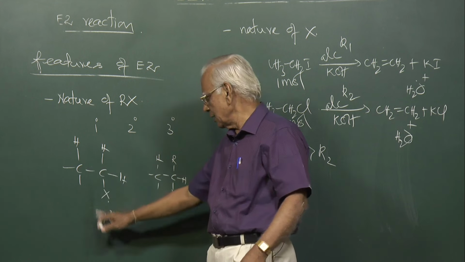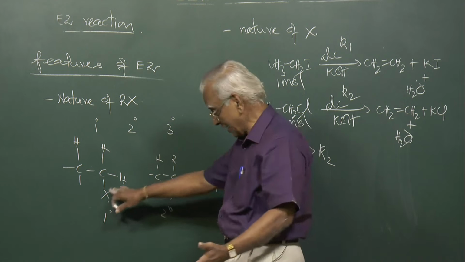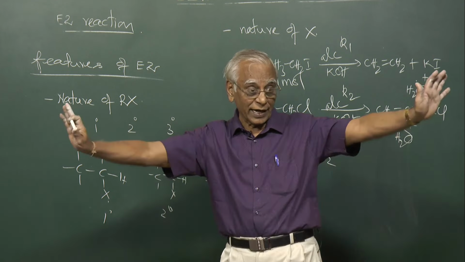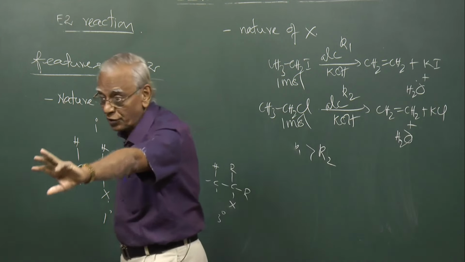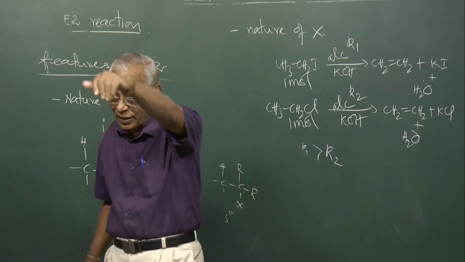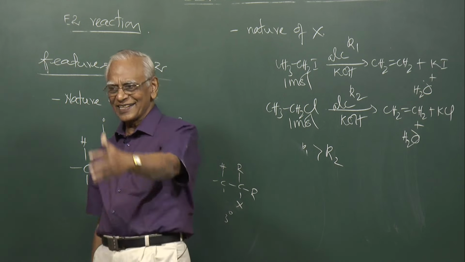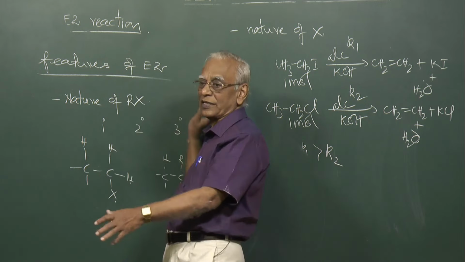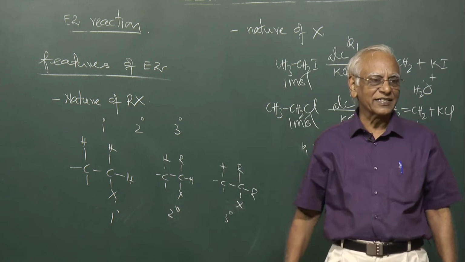And finally, the halogen is removed. For the sake of comparison, we have taken the same halogen, under identical conditions. You can compare the rate of the reaction only under identical conditions. What do you mean by identical conditions? The molar concentration should be the same. Reagent should be the same. Solvent should be the same. Temperature should be the same, because as the temperature increases, the rate generally increases. You cannot do one reaction at one temperature and another at a higher temperature. There is no way of comparison.